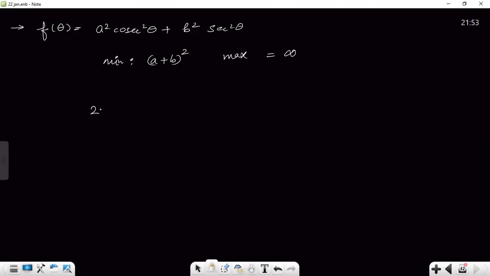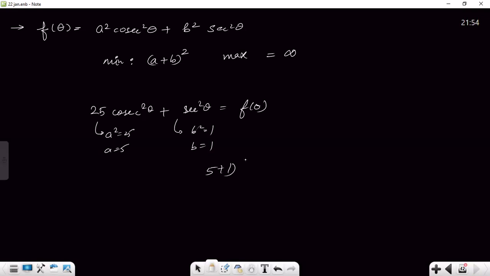Let's take an example. 25 cosec square theta plus sec square theta is our function. So what is A here? A square is 25, A is 5. B square is 1, B is 1. So what is A plus B? 5 plus 1 whole square, that is 36, is its minimum value. Its maximum will be infinite.